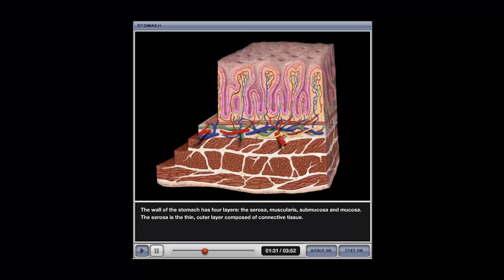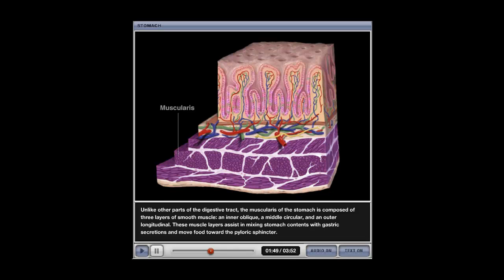The wall of the stomach has 4 layers: the serosa, muscularis, submucosa, and mucosa. The serosa is the thin outer layer composed of connective tissue. Unlike other parts of the digestive tract, the muscularis of the stomach is composed of 3 layers of smooth muscle: an inner oblique, a middle circular, and an outer longitudinal. These muscle layers assist in mixing stomach contents with gastric secretions and move food toward the pyloric sphincter.